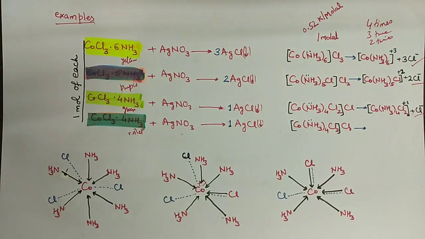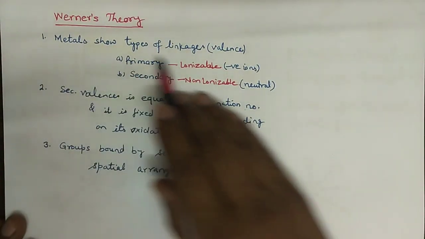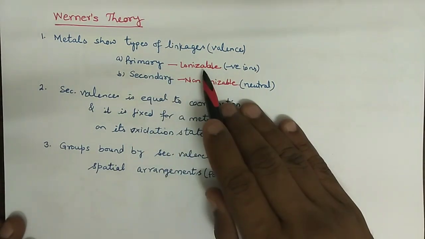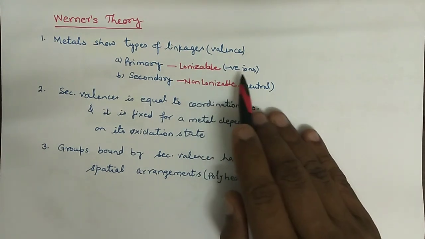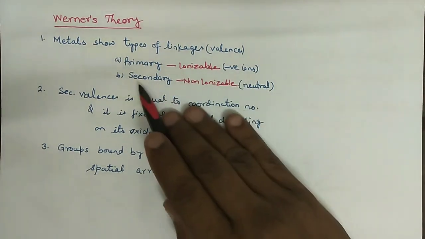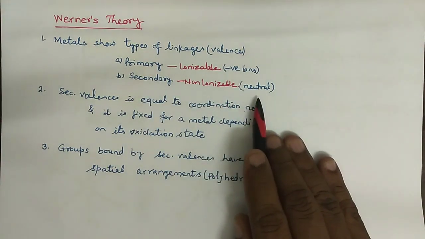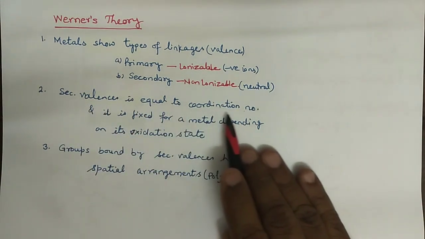So according to Werner, there are 2 types of valencies, primary and secondary, and here we can see metal shows 2 types of linkage or valencies. Primary valencies are ionizable and are satisfied by negative ions, while the secondary are non-ionizable and neutral, right? And more important, the secondary valence is equal to the coordination number.